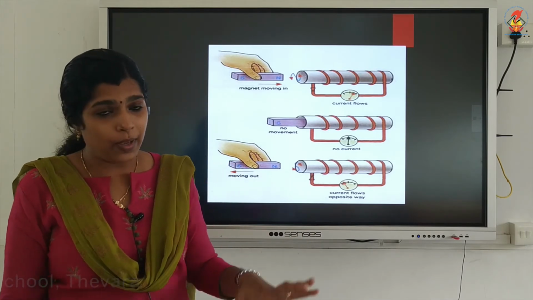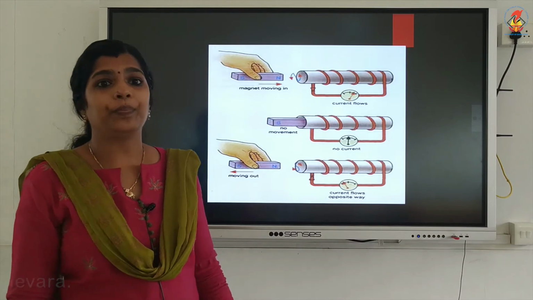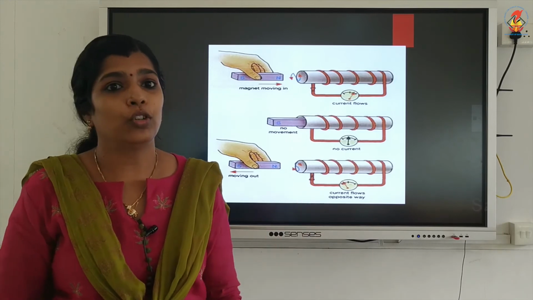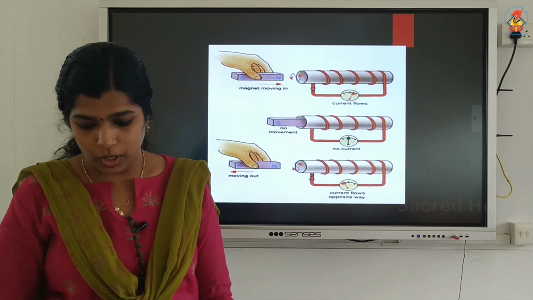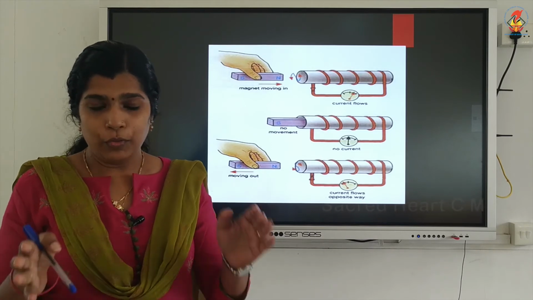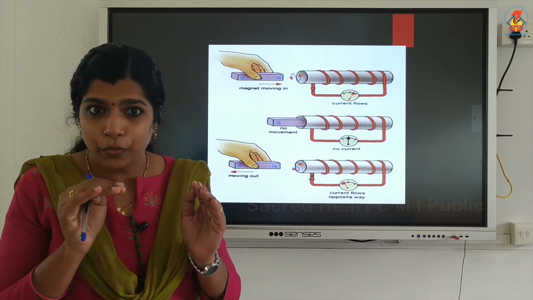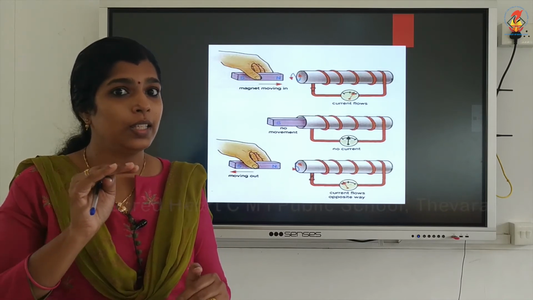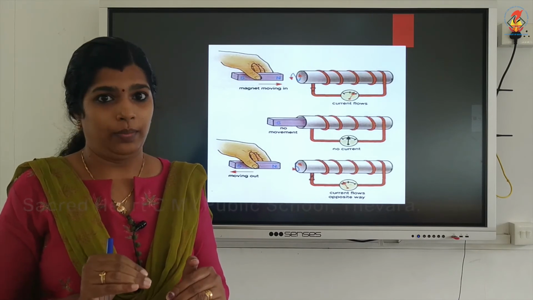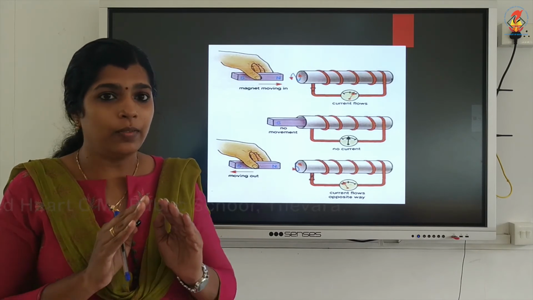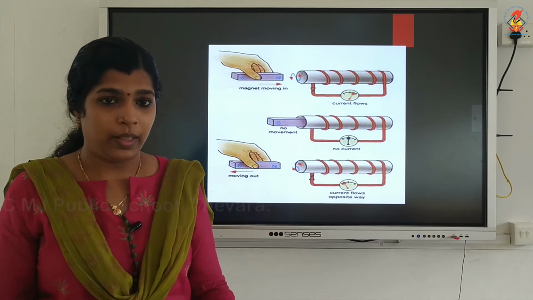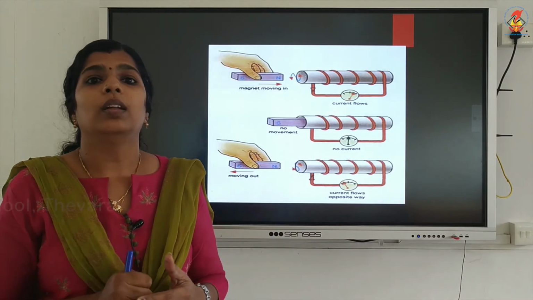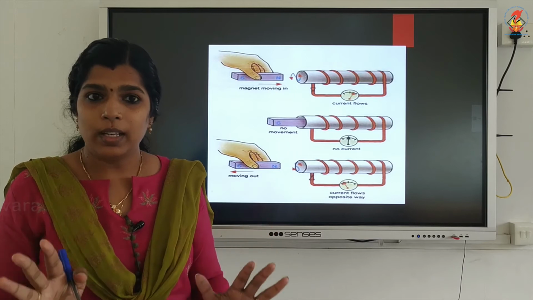So, from this experiment, Michael Faraday thought about it and he formulated electromagnetic induction. If the magnetic field lines linked with the coil changes, then a current is induced in the coil. If the magnetic field lines linked with the coil is not changing, that is both the coil and the magnet is stationary, then no current will be induced in that coil.